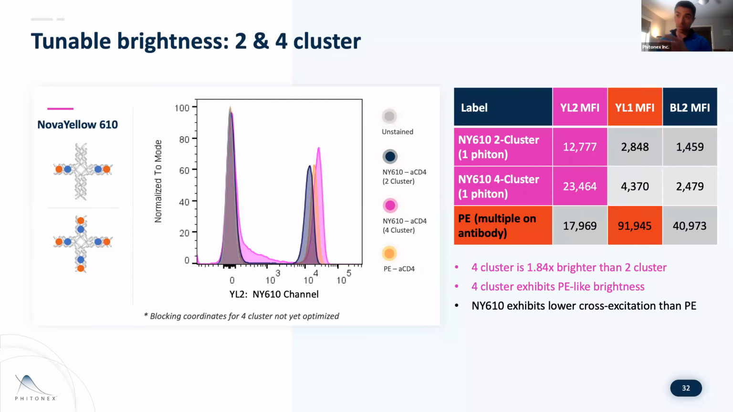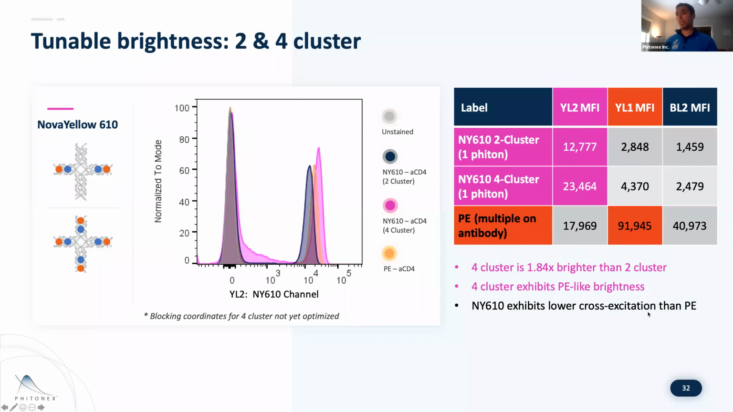So on a flow basis, we've shown that it's 1.84 times as bright, nearly twice as bright as the 2-cluster. We say it exhibits PE-like brightness in terms of its ability to actually separate populations. But we've also got the ability to adjust the degree of labeling, so we could have multiple 4-cluster fluorophores to 1 antibody, and then tune that up even higher.